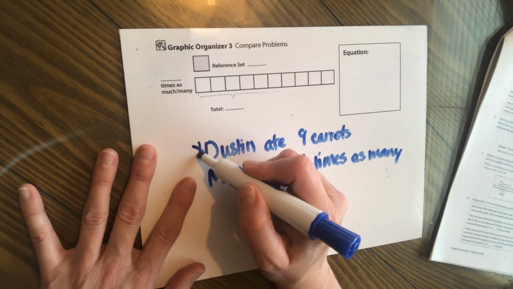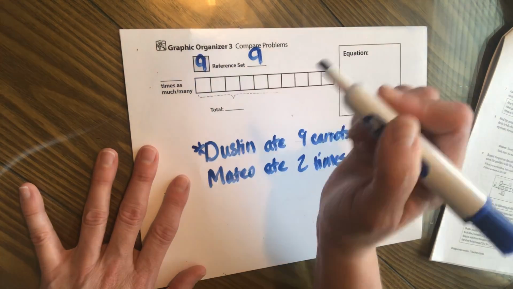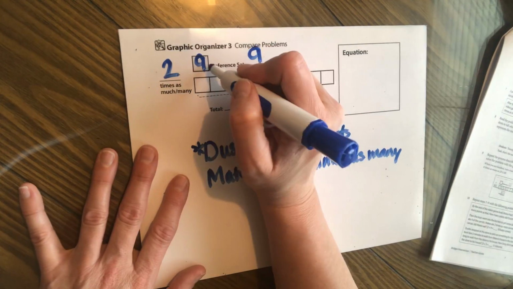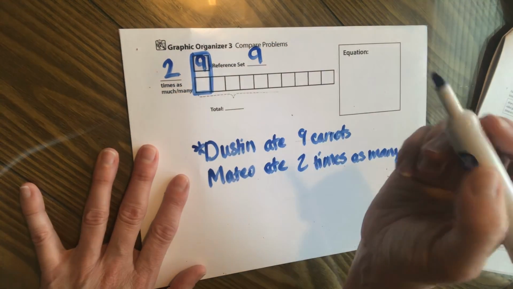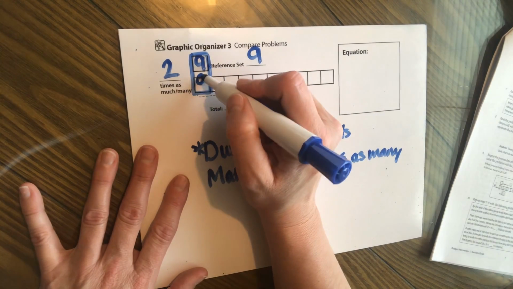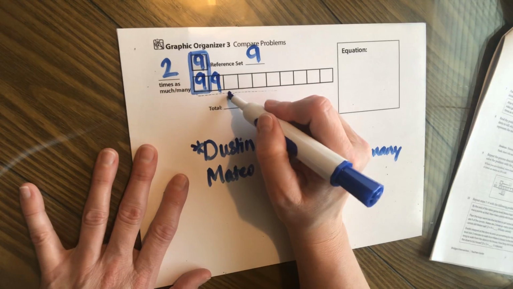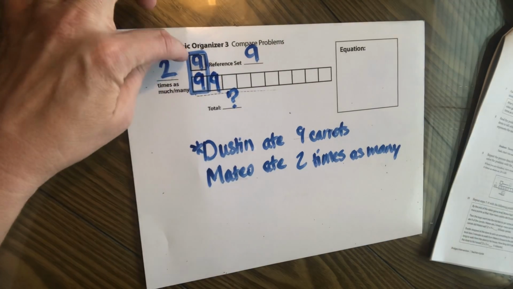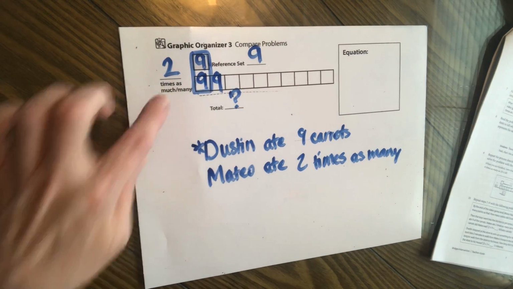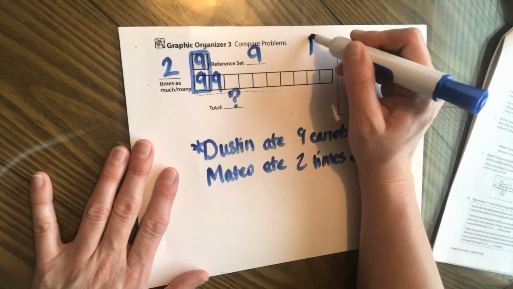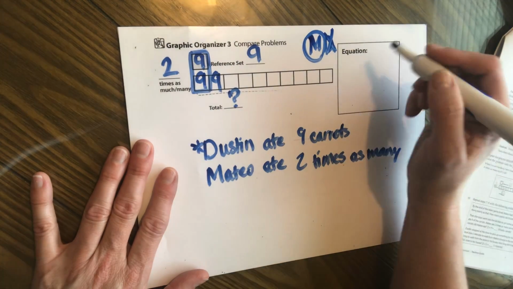So our beginning is with Dustin. We know that Dustin ate 9 carrots, right? And we know that Mateo ate 2 times that many. So here's what they have in common, right? There's 1 time, there's 2 times. So this top row is Dustin, and Mateo's is on this bottom, right? It's 2 times. So we have got a multiplication situation here because we're looking for the whole.